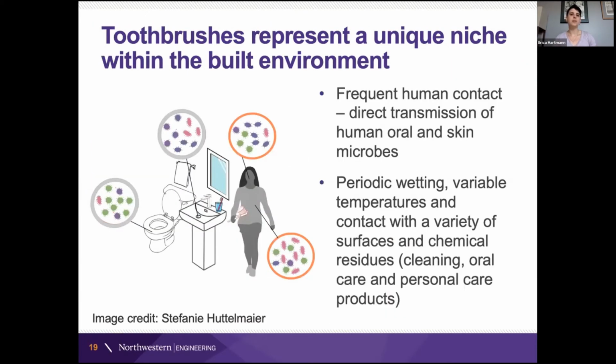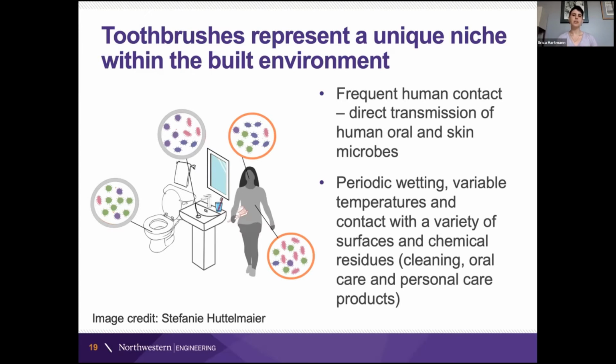Another environment in which we wanted to look at this question of where microbes are coming from, and where their resistance determinants are coming from, is toothbrushes. Toothbrushes are a really unique built environment niche. One reason that makes them very unique is that they have frequent, hopefully daily or twice daily, direct contact with humans. You might say, I'm not that concerned about the microbes on my walls because I don't actually rub up against my walls. But you hopefully are putting your toothbrush in your mouth at least twice a day. So we have a direct route of transmission for human oral and skin-associated microbes.